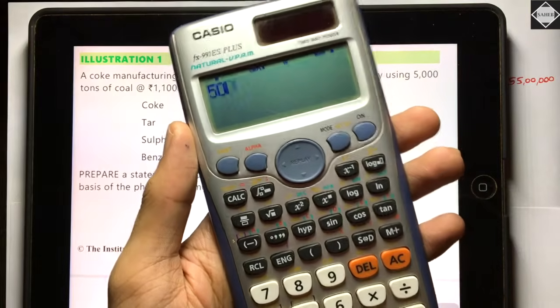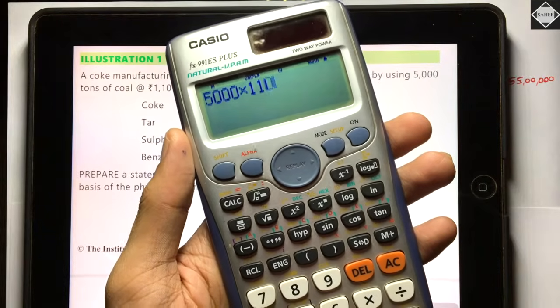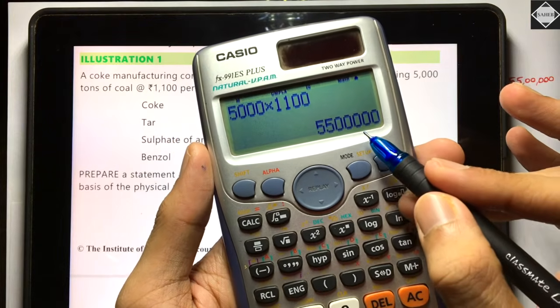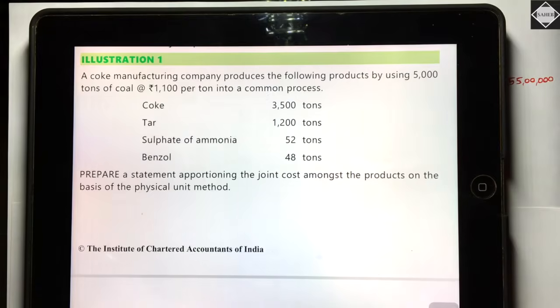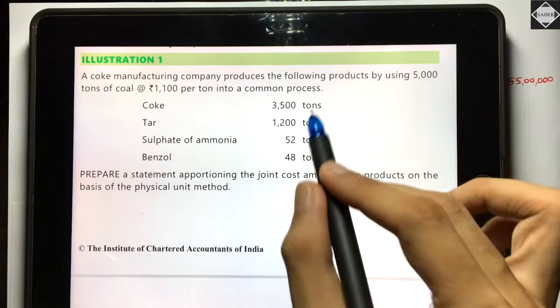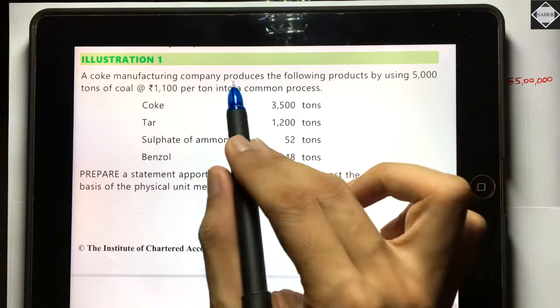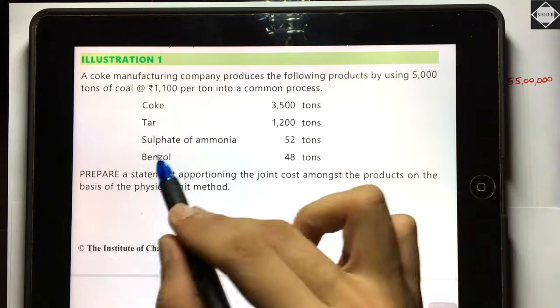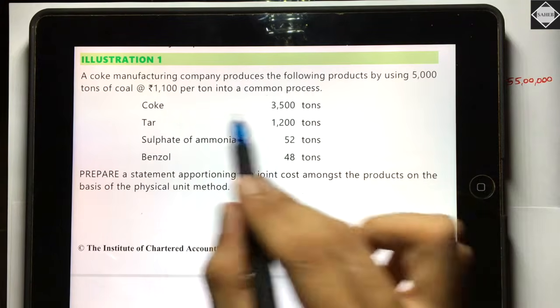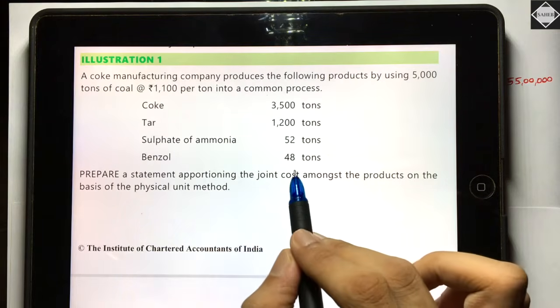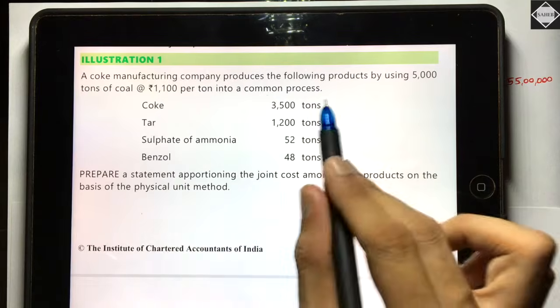Okay, so 5,000 tons into 1,100 per ton, the total joint cost would be how much? 55 lakhs. Is that clear? Easy. And then you have the output. How did I come to know this is output? Because they have said it simply produces the following products: 3,500 tons of coke, 1,200 tons of tar, 52 tons of sulfate of ammonia, and then 48 tons of benzol. Okay, these are the products.